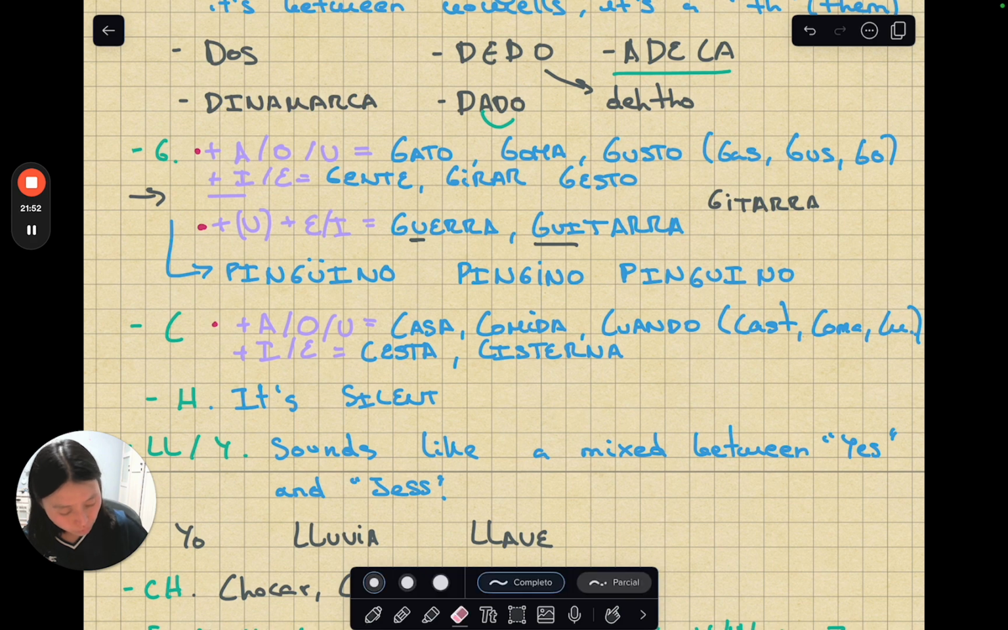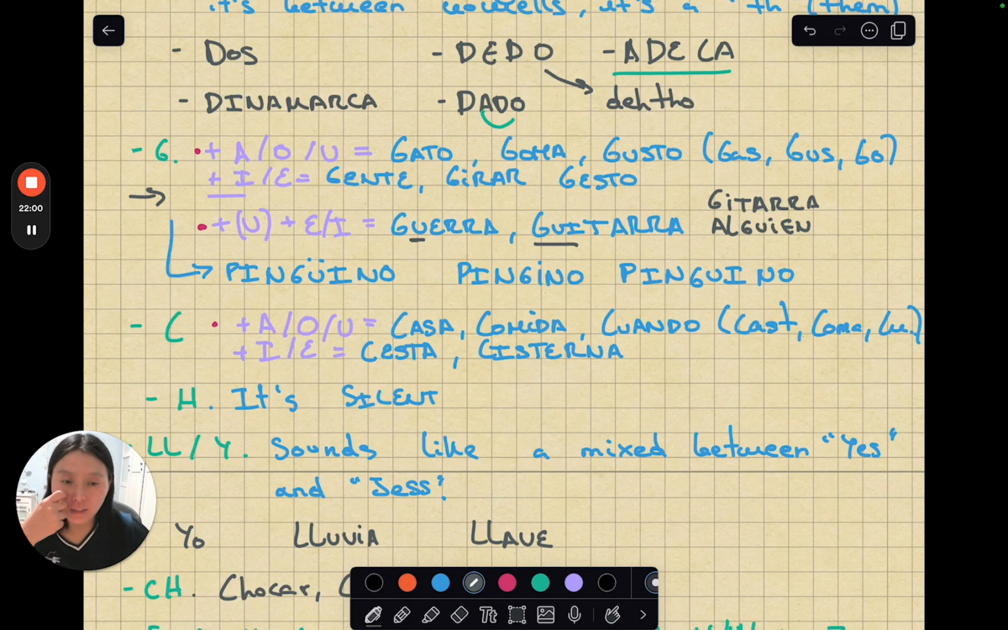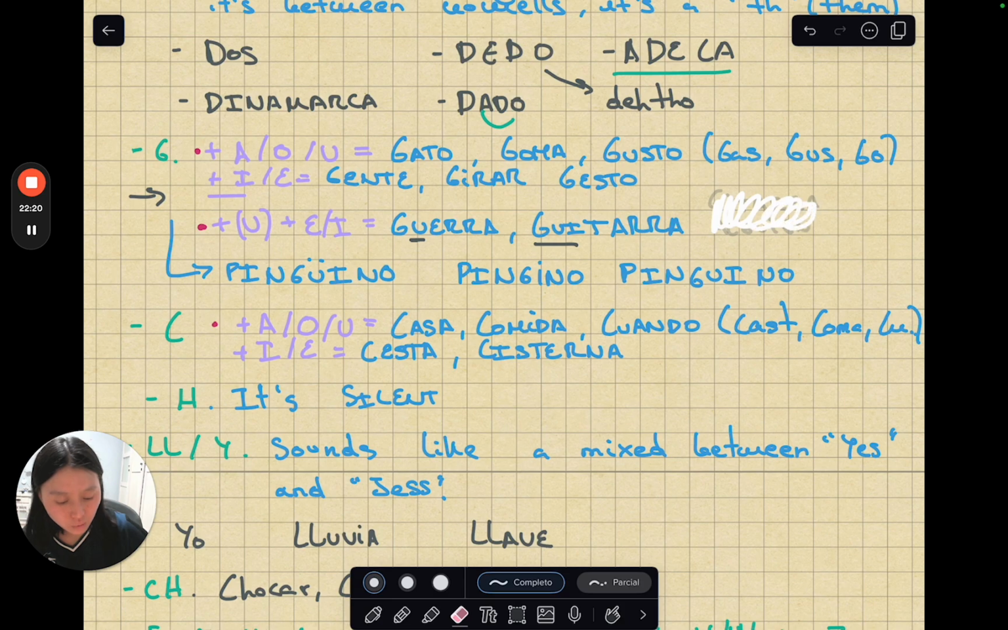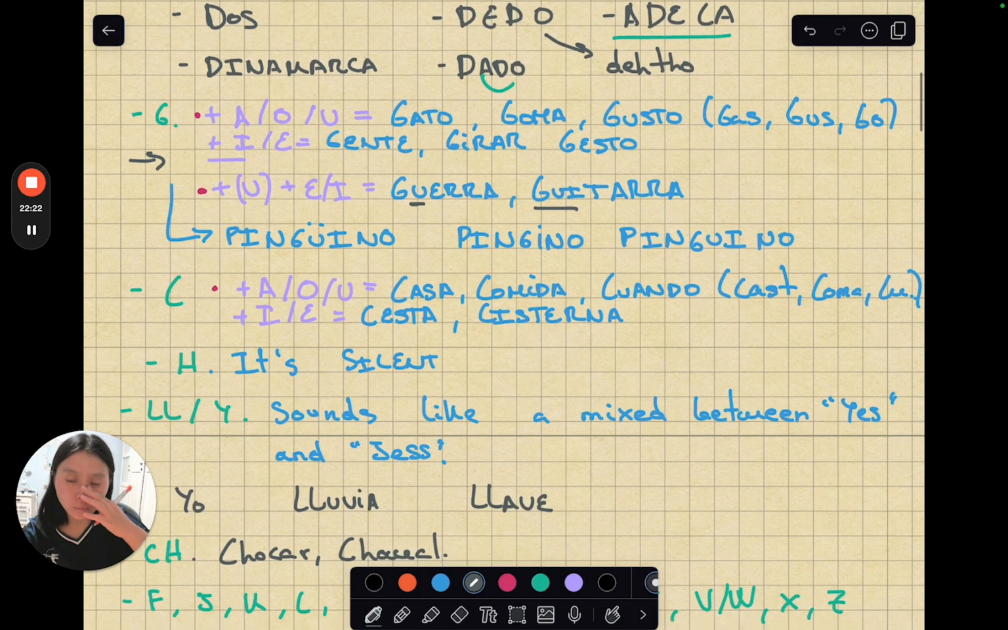You would have also words like alguien. Okay? Alguien, someone, alguien. It's a g sound. Please do not read the u after the g. Okay? It's a silent u. It's there just to tell us that it's a g sound. Okay? Guerra, guitarra.